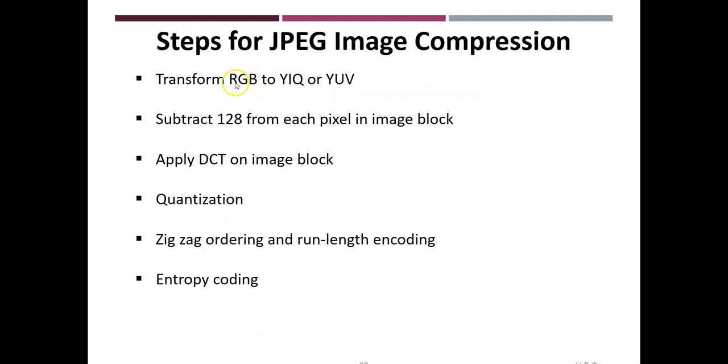Okay, so here is the summary of the JPEG image compression steps. First, we transform the RGB to YIQ or YUV, and after that we subtract 128 from each pixel in the image block, and after that we apply DCT, which means we apply the 2D DCT on the image block. The results of it, we further apply the quantization. Based on the result we get from the quantization, we do the zigzag ordering and run length encoding, and after that we implement entropy coding. So no worries, we're going to go through it step by step after this.